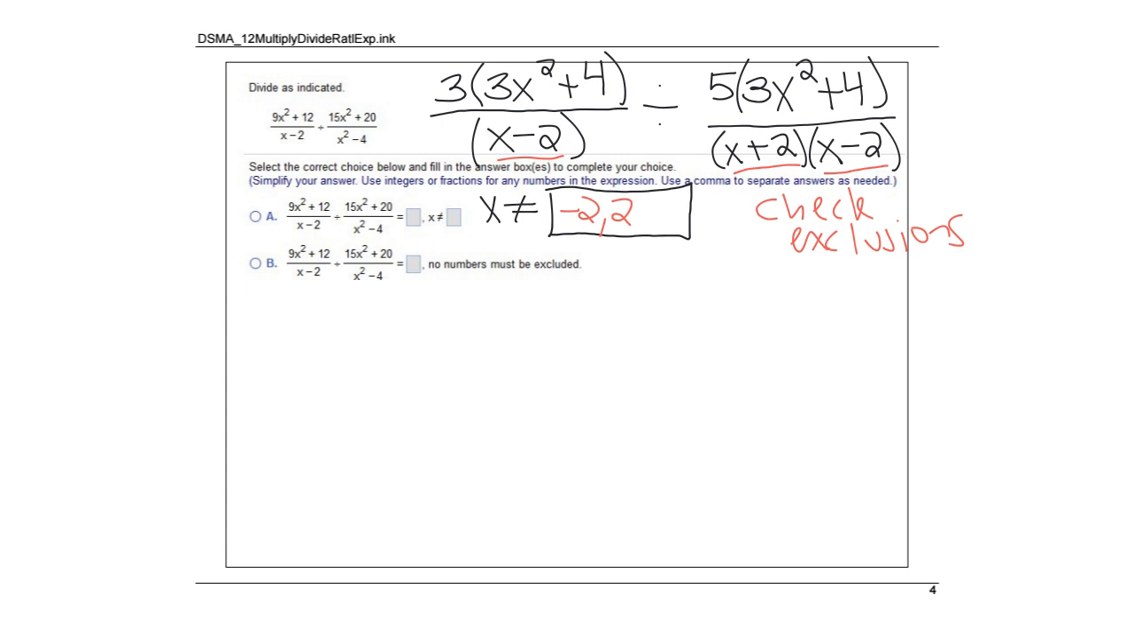Okay, now let's do the work here. So we have keep.